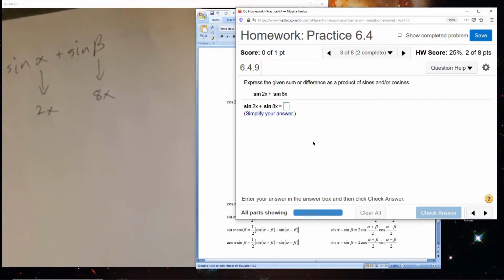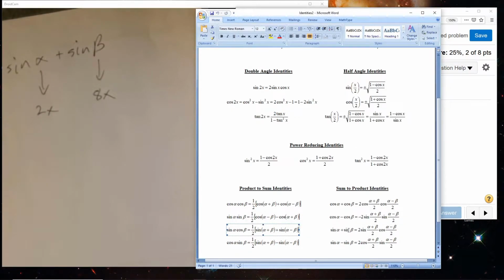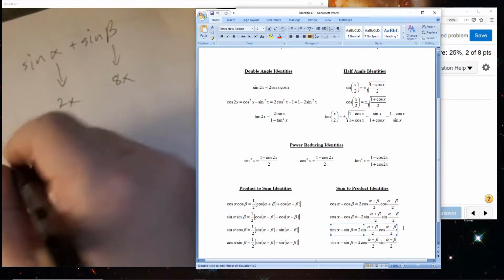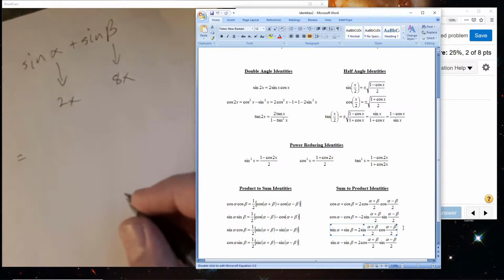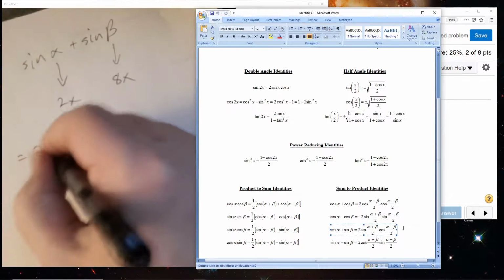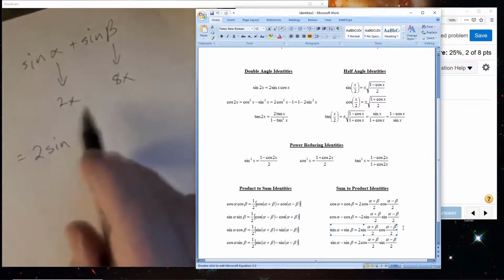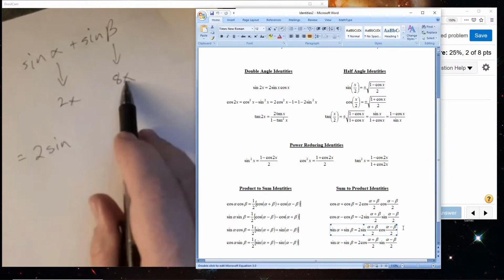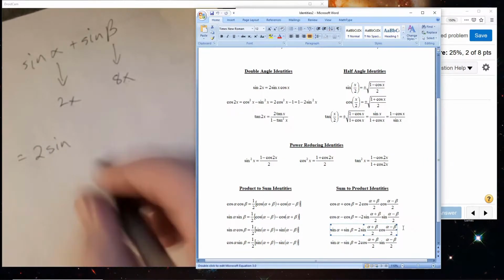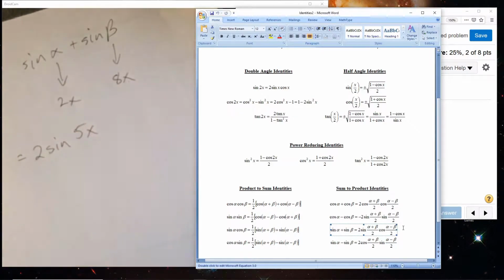And we'll go to our sheet and look for which one is the sine plus sine. And that would be the third one here, sine alpha plus sine beta. And that equals. So we have alpha plus beta. So 2 plus 8 is 10. And then divided by 2 is 5. So the divided by 2 comes from right here, division by 2, just looking at the third identity here.